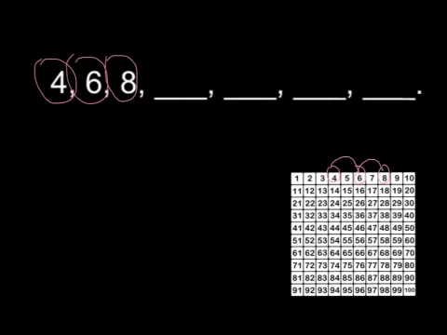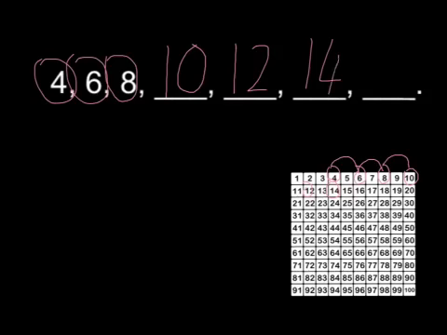So now I need to continue that pattern. So what am I going to do? I'm going to skip one number. And what do I land on? 10. So the next number in this sequence is 10. I keep going. So skip 1, land on the next number. So 12 is next. Skip 1, land on the next number. So 14 is next. Skip 1, and I'm on 16.